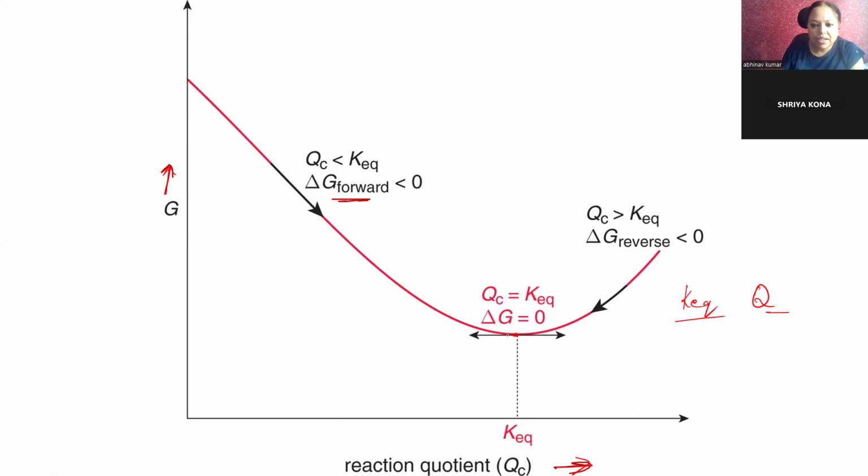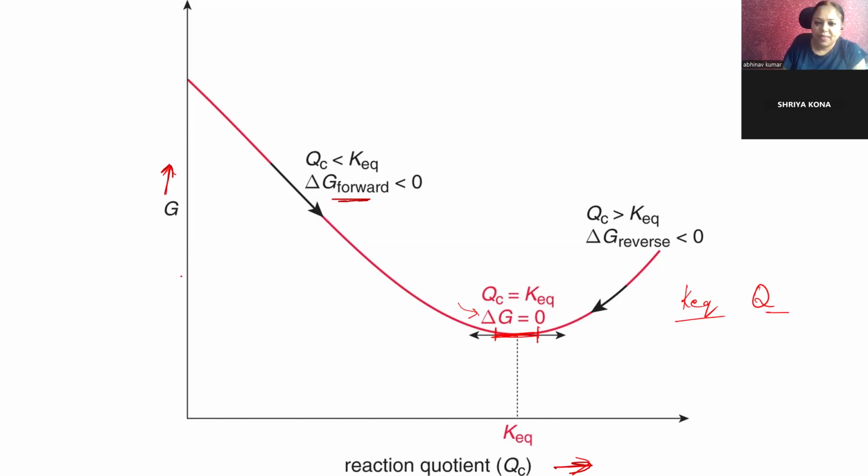Basically, the K equilibrium at this point, if you see, has become nearly flat. For a certain timeline, it is flat. Flat means the change in delta G is equal to zero. The change in delta G equal to zero means the reaction is at equilibrium, and here you can say Kc is equal to K equilibrium.